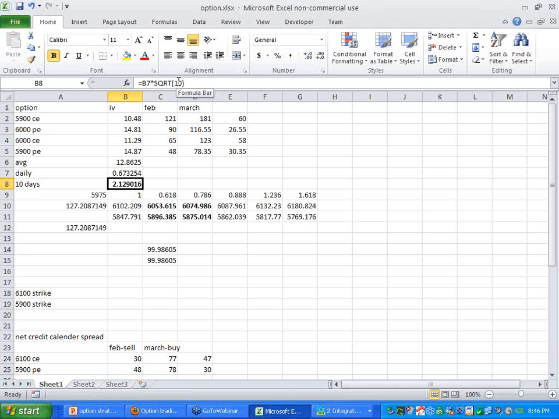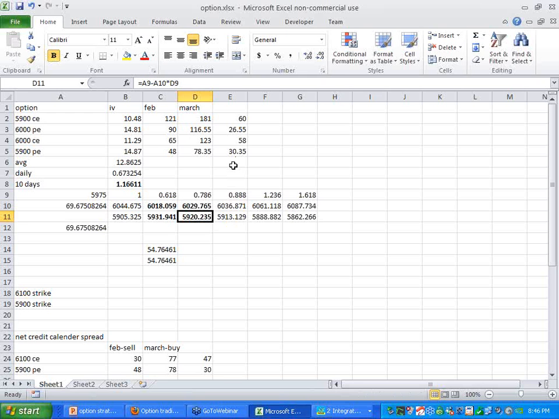You can take 3 days also, nothing wrong in that. Then you will get a different level here. During the 3 days period, 69 points are expected to move. Out of that, 6018 to 6030 is the level where you can see the consolidation. Maximum 6030 or 6032, and 5920. This is the level where you can find the consolidation.